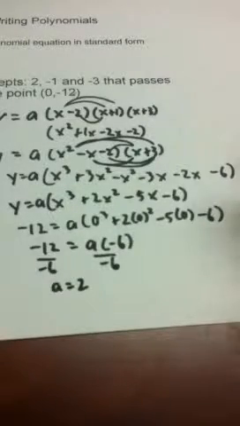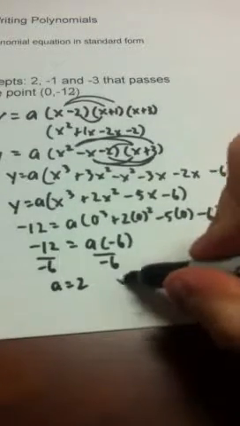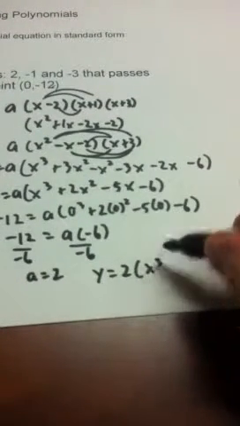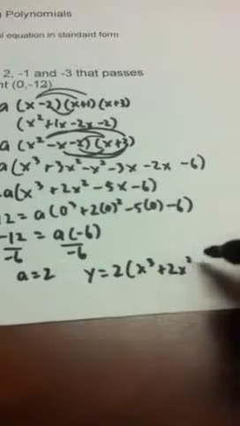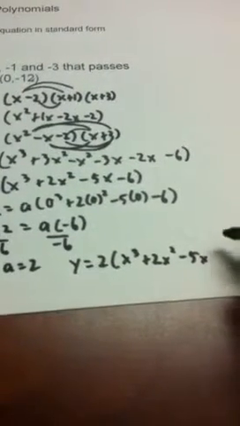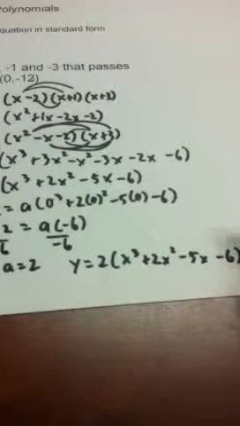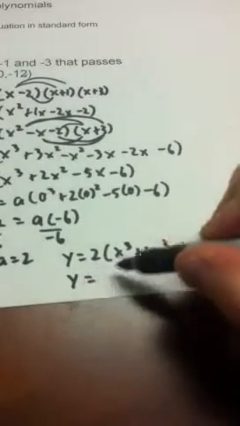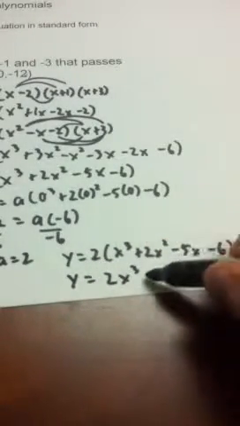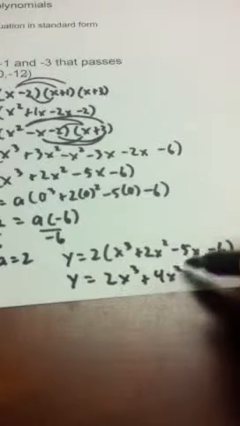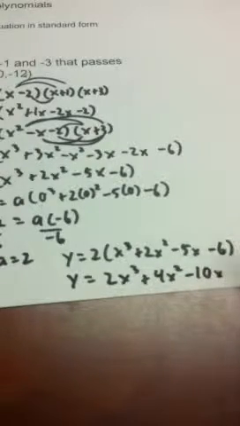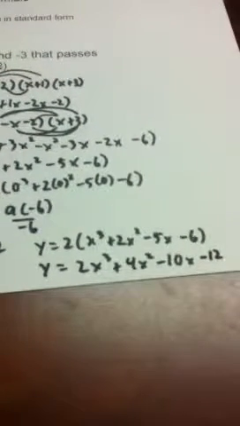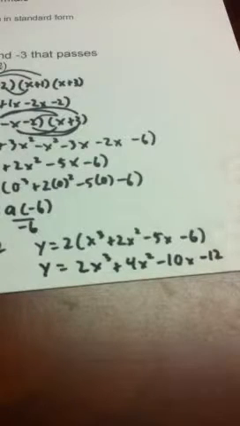Alright, so I'm almost done. Now I'm going to plug that 2 value in and distribute it. So I get y equals 2 times the quantity x cubed plus 2x squared minus 5x minus 6. And now distribute that 2, and we will be done and have our polynomial. So my final answer is going to be y equals 2x cubed plus 4x squared minus 10x minus 12. And that is how we write a polynomial in standard form given our x-intercepts.